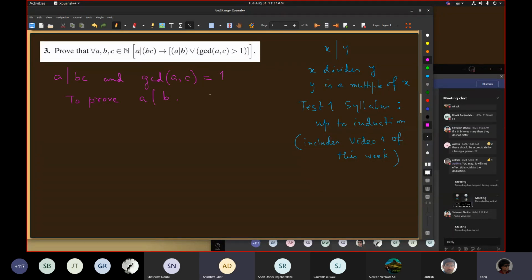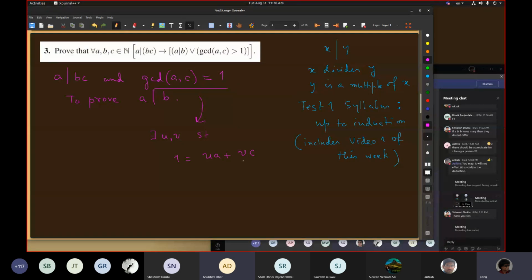Sir, now from the statement GCD of A comma C equals 1, we can say that there exist two integers u, v such that UA plus VC equals 1. This implies there exist integers u and v such that 1 is equal to UA plus VC. Then? We can rewrite this as VC equals 1 minus UA.